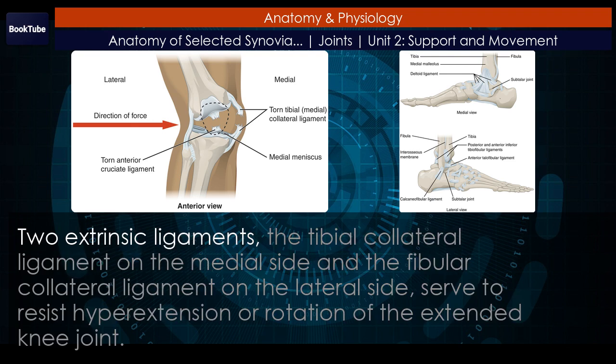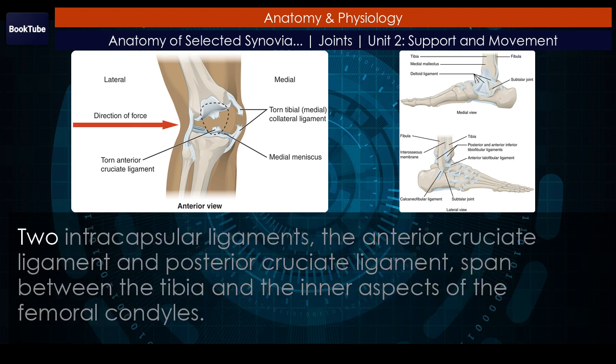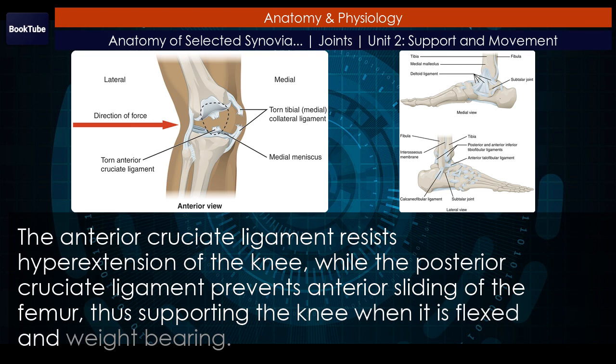2 extrinsic ligaments, the tibial collateral ligament on the medial side and the fibular collateral ligament on the lateral side, serve to resist hyperextension or rotation of the extended knee joint. 2 intracapsular ligaments, the anterior cruciate ligament and posterior cruciate ligament, span between the tibia and the inner aspects of the femoral condyles. The anterior cruciate ligament resists hyperextension of the knee, while the posterior cruciate ligament prevents anterior sliding of the femur, thus supporting the knee when it is flexed and weight-bearing.